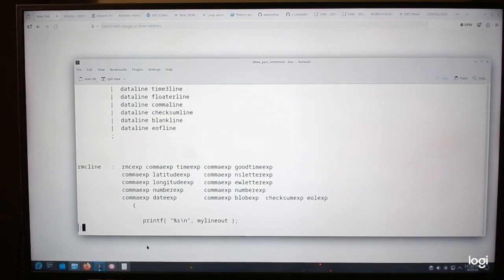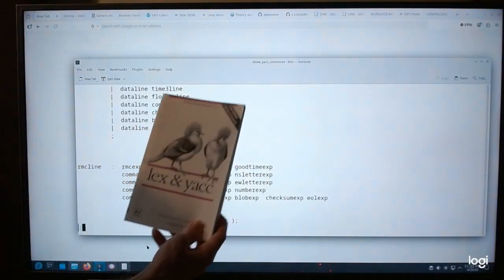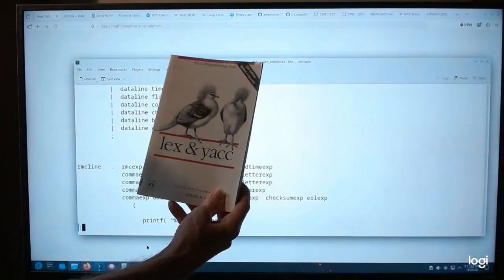Well, let me hold on just a second. Let me see what there's... back, I guess 20 years ago, I used that book, Lex and Yacc.